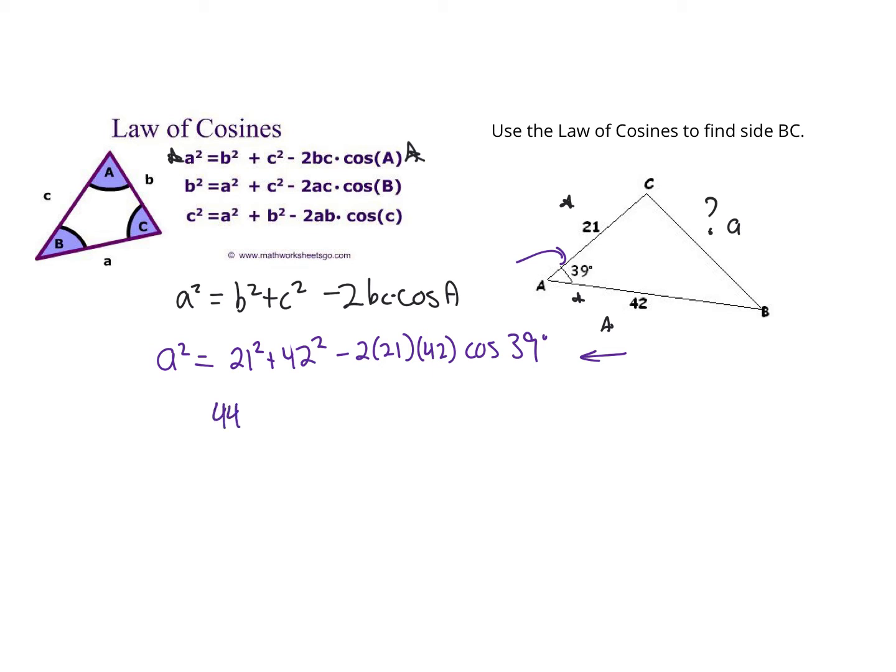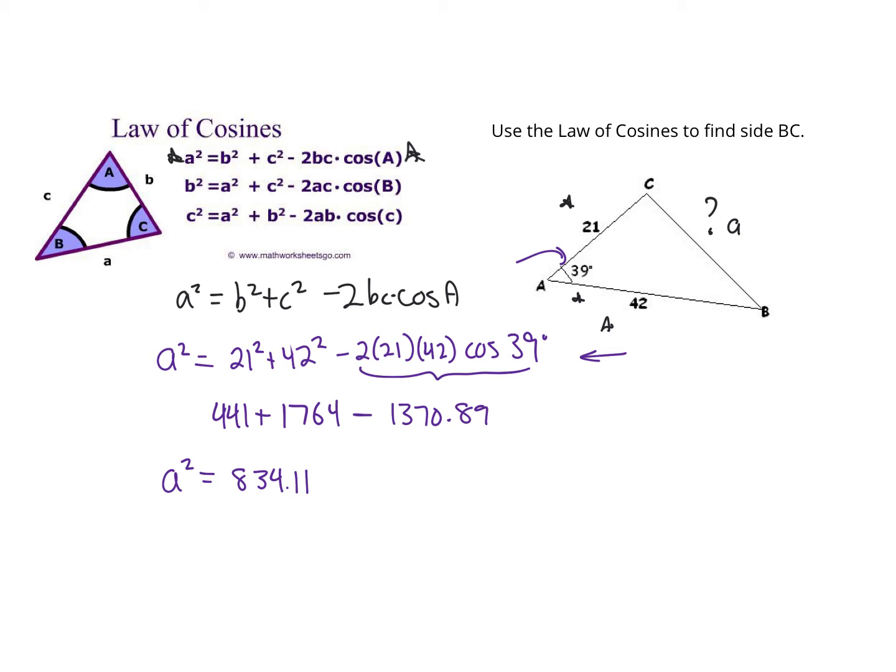So 21 squared is 441. 42 squared is 1764, minus 2 times 21 times 42 times the cosine of 39. I can multiply all this together. That's going to be 1370.89. So now I can add this and subtract, and I get 834.11.